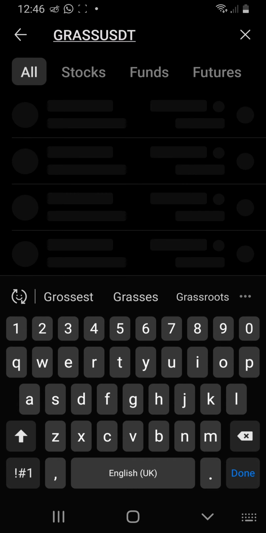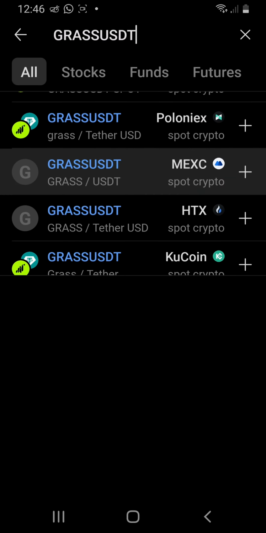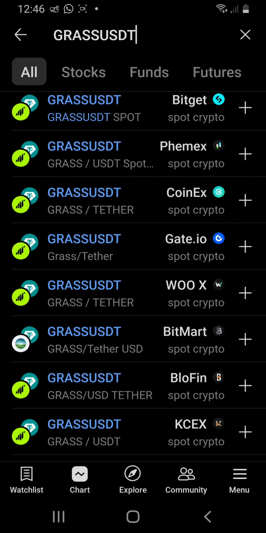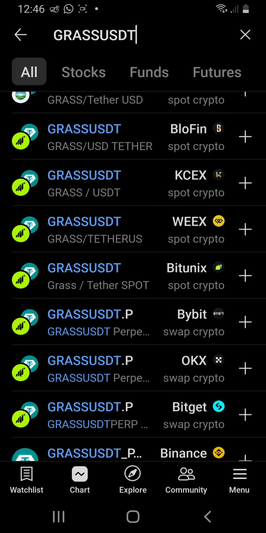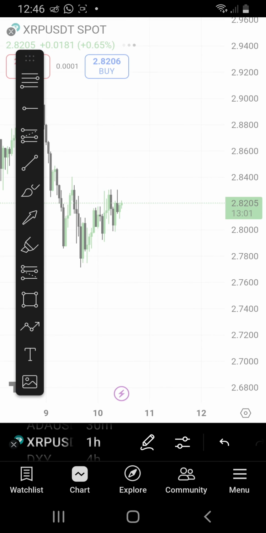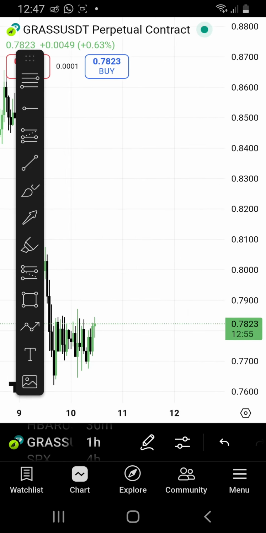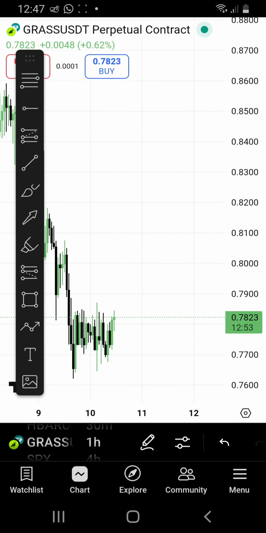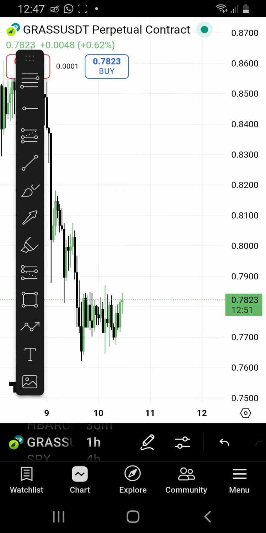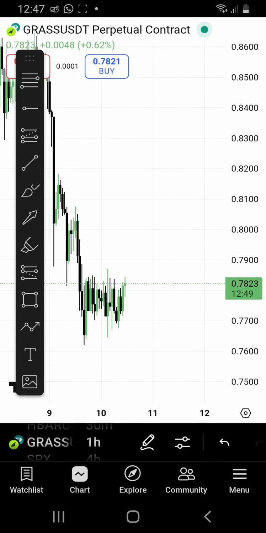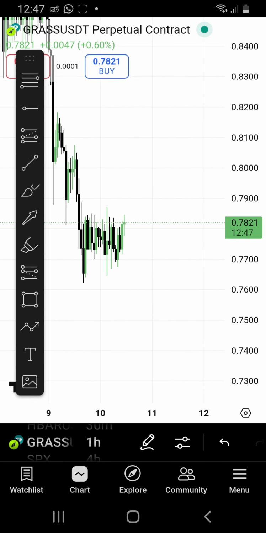After I search for grass USDT, I see Bybit spot. No, it's not spot, I'm going to trade. Then you go see Bybit perpetual under. So you see it takes me to the grass chart again. It swaps me from the SRP chart to the grass chart. So from here you can do your grass analysis.